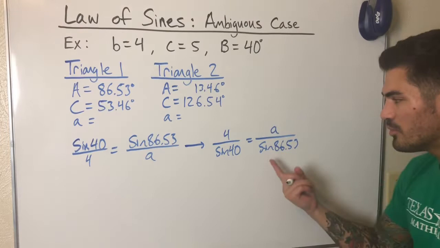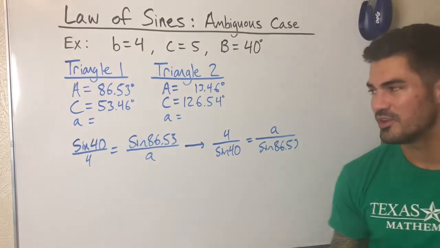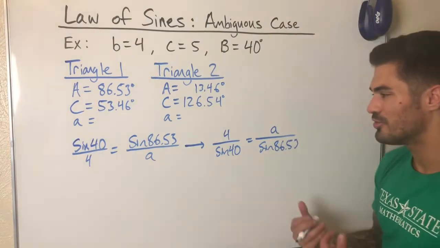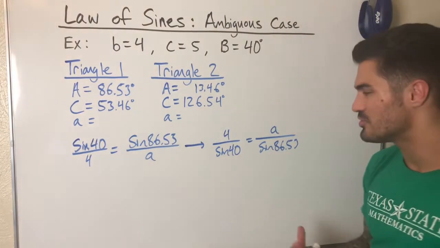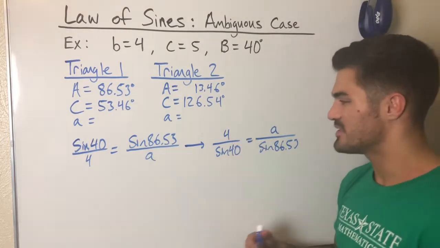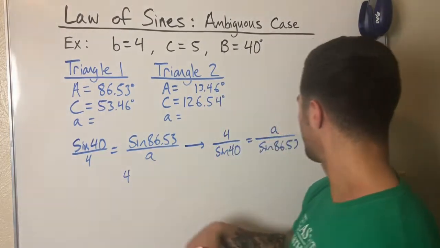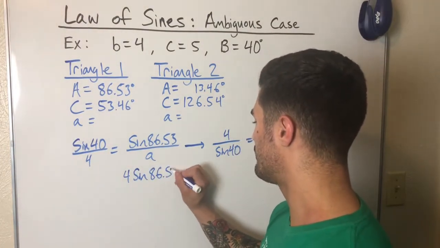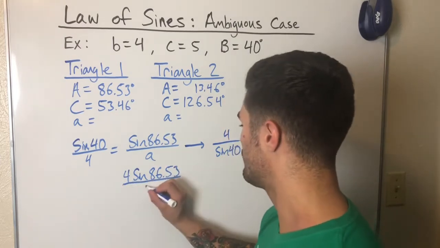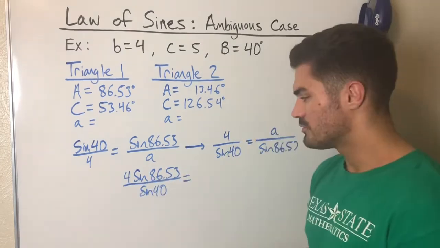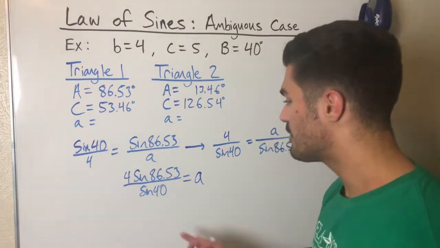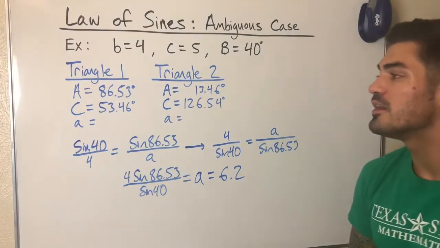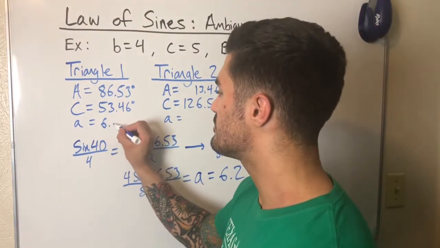All right. And now I can multiply both sides by sine of 86.53 degrees. It's a little easier. Otherwise, you could cross multiply and do a bunch of steps, but I just want to show you that cool little trick. You can flip both sides. It's still a true equation. So multiply both sides by that sine of 86.53, and I get 4 times sine of 86.53 over sine of 40 degrees. And this equals my side A. So if I punch this in a calculator, I get 6.2. All right. So side A for triangle 1 is 6.2.